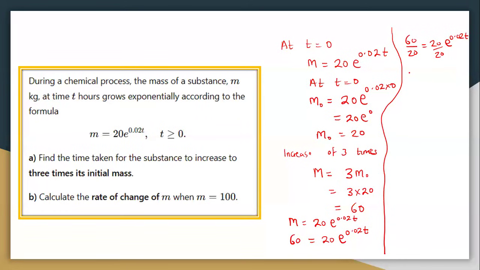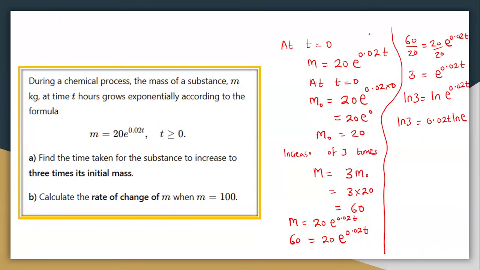You get your answer as 3 is equal to e^(0.02t). Now, remember you are looking for t. At this point is where you bring in your natural log to remove this e. So we shall introduce natural log on both sides. So I'll have natural log of 3 is equal to 0.02t natural log of e.